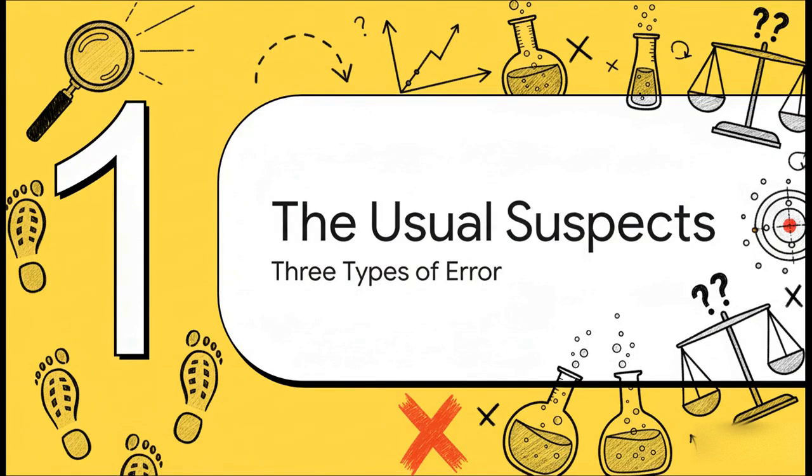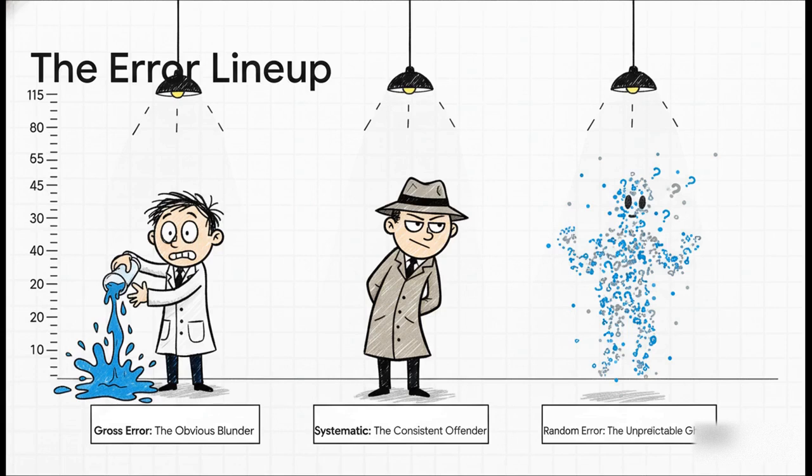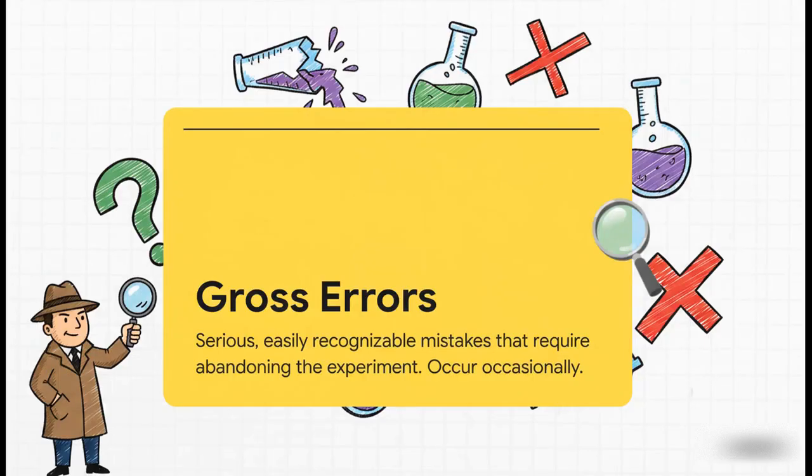All right, so now that we know what we're looking for, it's time to meet our main suspects. You see, in any analytical investigation, the errors we find almost always fall into one of three distinct categories. Let's bring them in for questioning. So here's our lineup. First, you've got your gross errors. Think of these as the clumsy, obvious blunders. Then we have systematic errors. These are the sneaky, consistent offenders that are always pushing your results in the same direction. And finally, there are the random errors, kind of like the unpredictable ghost in the machine that you can never quite pin down.